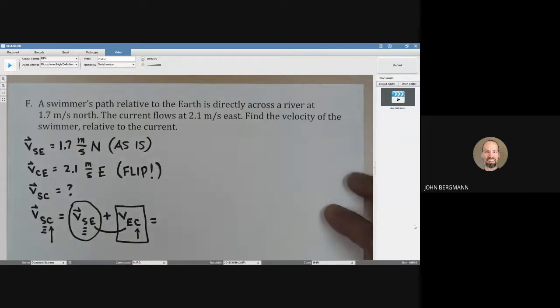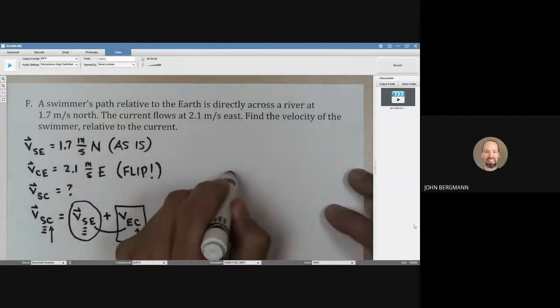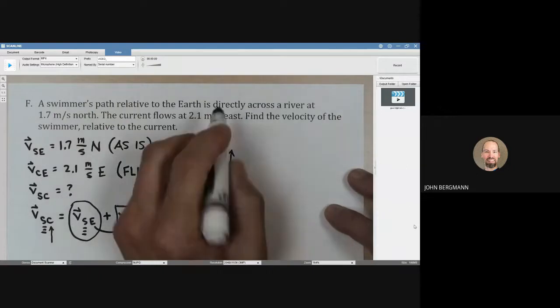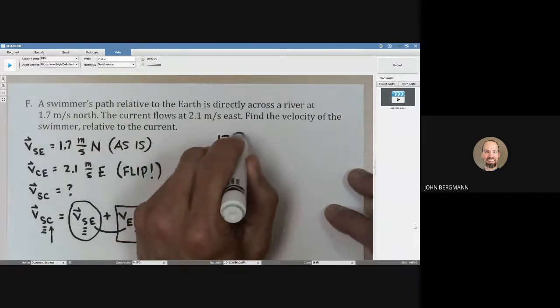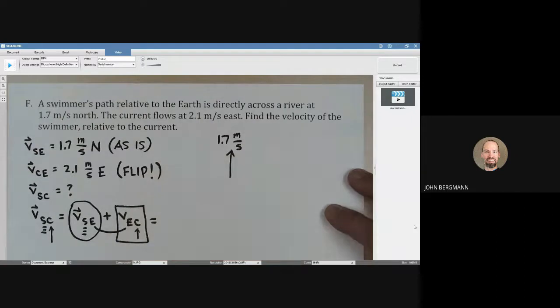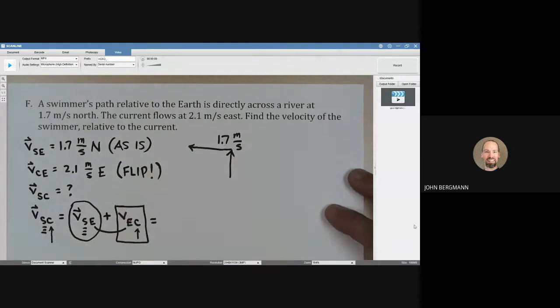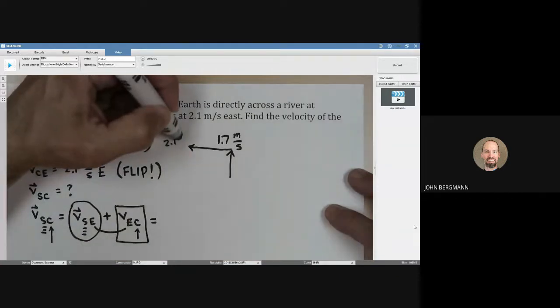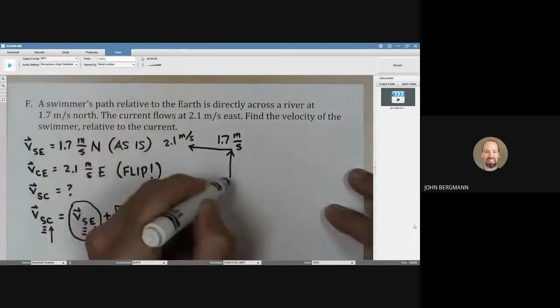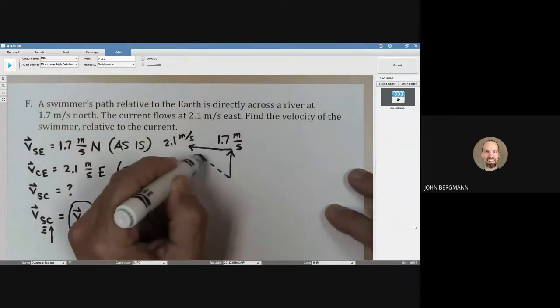So when we add these vectors, we're going to go 1.7 meters per second north. Usually north is up on a map. But now we don't want 2.1 meters per second east. We need to flip that. So we need to go west. Isn't west that way on a map? 2.1 meters per second. So our resultant velocity is going to be that one right there.